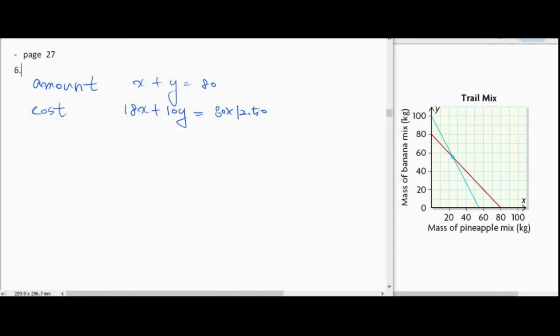And then we should look at the graph and estimate how much Austin will use for his mix. So in the case of x, when we look at it, I guess it will be about 25 kilograms. And y, it will be about maybe 55 kilograms. And like this, we can also solve the question just by using the graph.